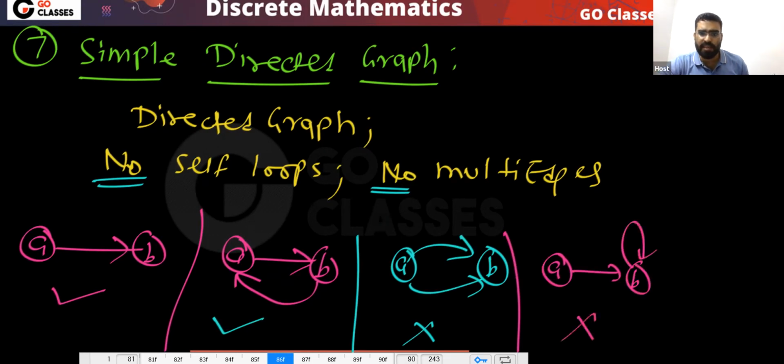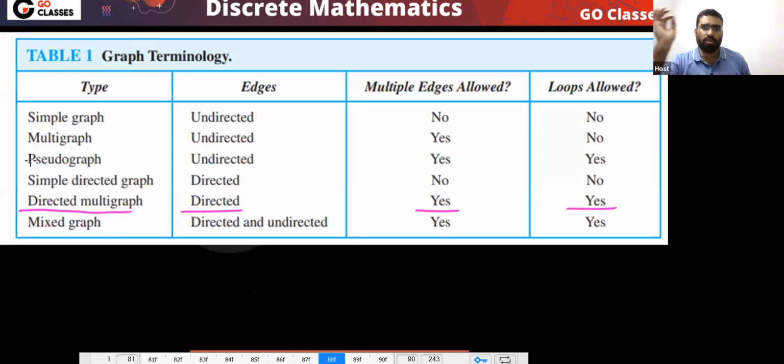So these are the definitions, and this is the classification of graphs. You can notice what the important definitions are. The definition which is important is a simple graph. This definition is extremely important. Another definition that is important is the simple directed graph. These two definitions are important. Other definitions are not important.